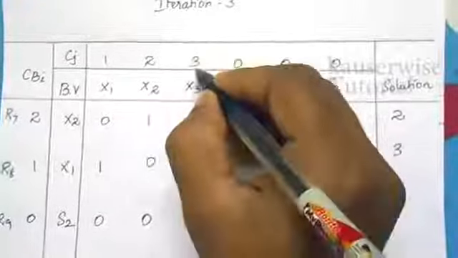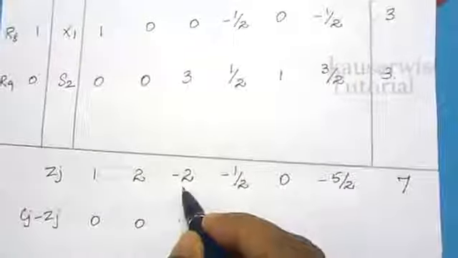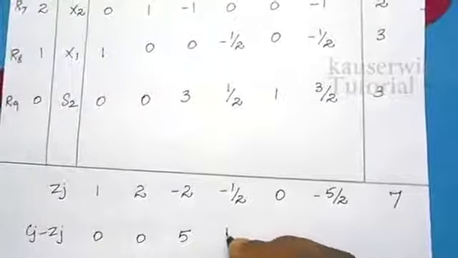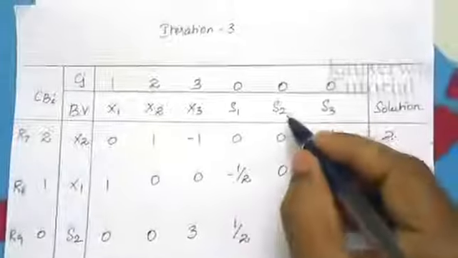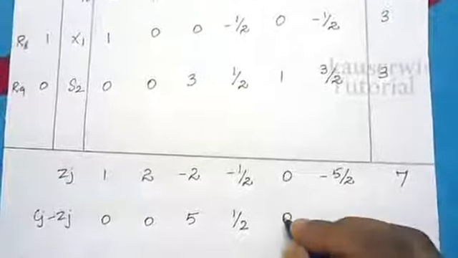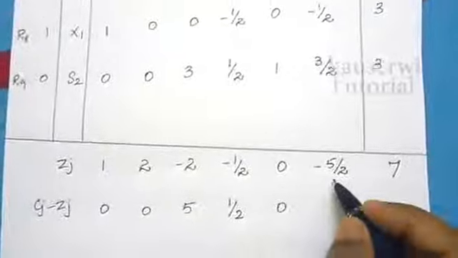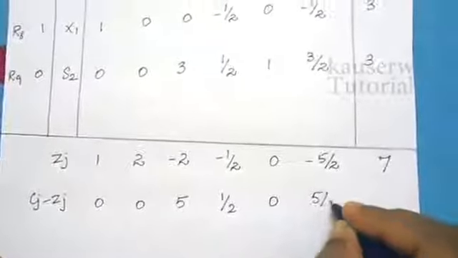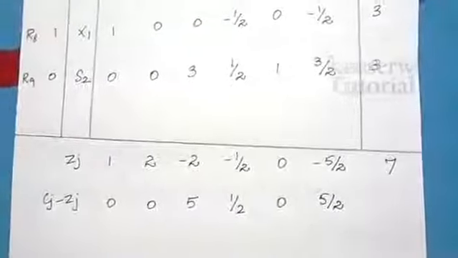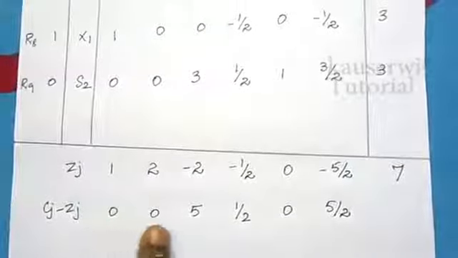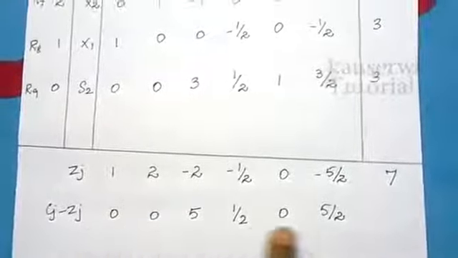For x3, 3 minus 2 is equal to plus 5. For s1, 0 minus 1 by 2 is equal to plus 1 by 2. For s2, 0 minus 0 is equal to 0. For s3, 0 minus 5 by 2 is equal to plus 5 by 2. Look at the Cj minus Zj value. In the third iteration also, the optimality is maintained. We have got all positive values.